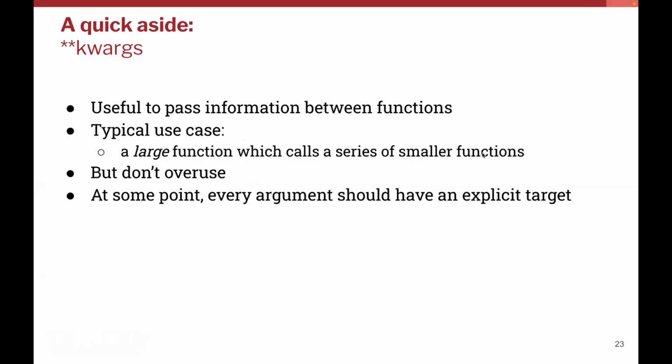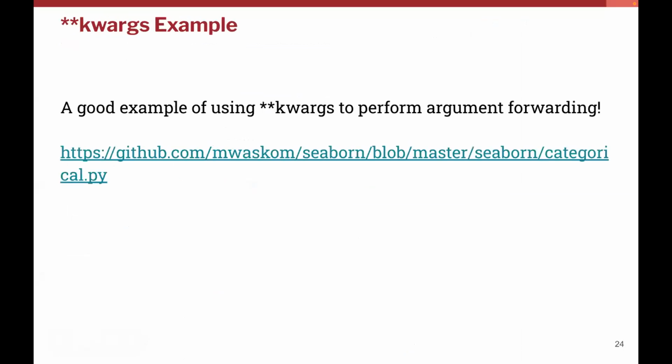Yeah, a typical use case is a large function calling a series of smaller functions. Don't overuse it. At some point, every argument should be explicitly verified as existing or not existing, and we don't have extra ones. Cool.